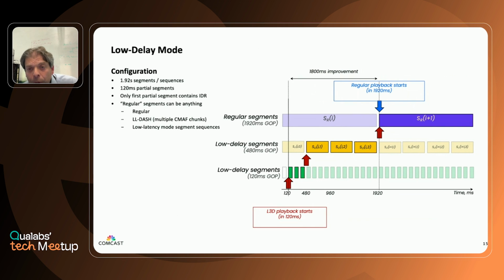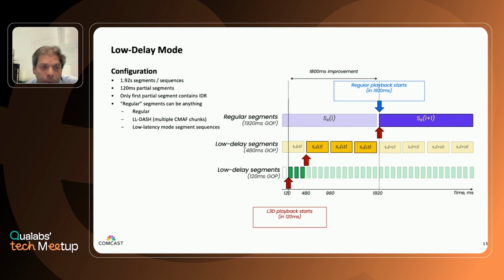Why is this good? We're improving in the best case by 1.8 seconds. Why do we need to do these switches? Because the smaller the GOP, the less efficient it is from the compression standpoint. So we want to spend as little time as possible playing it.